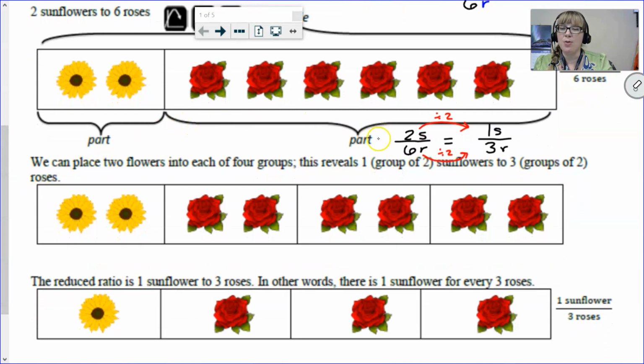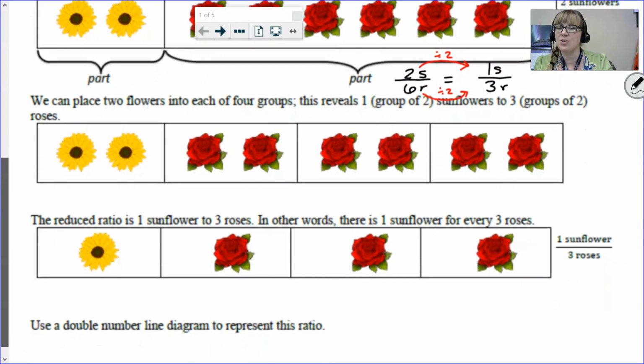Since we know that both 2 and 6 are divisible by 2, that means that we're going to make groups of 2. The sunflower already is a group of 2. We just have one, right here, one group of 2 sunflowers. These 6 roses were made into groups of 2, and so there are 1, 2, and 3 groups of 2 roses. Again, groups of 2, 1 group of sunflowers, and 3 groups of roses.